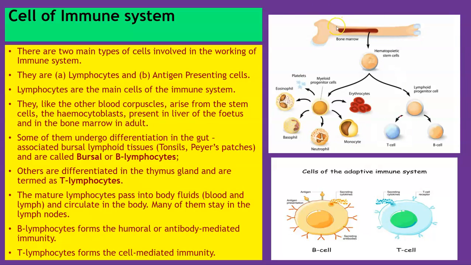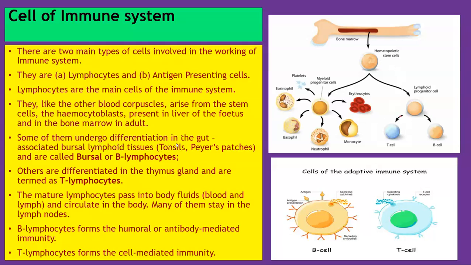Have a look at this image here. You can see here, this is the bone marrow. You have the hematopoietic stem cell. It divides into the myeloid progenitor cell and the lymphoid progenitor cells. These further give rise to our other blood corpuscles, that's the eosinophils, basophils, neutrophils, monocytes, erythrocytes, and here you have the lymphoid cells which give rise to your T cells and B cells.